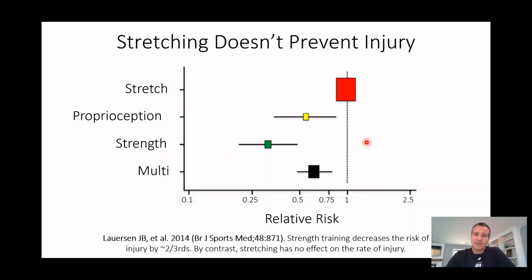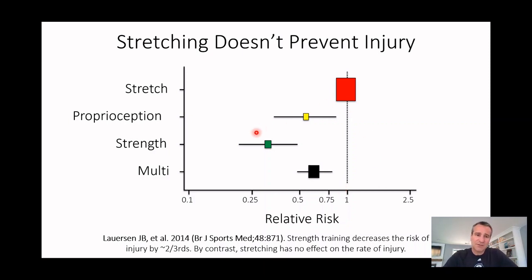And what you can see here in this graph is that this is your average risk without the intervention of 1. So if there's a significant effect, it should either move to the right or the left. If it moves to the right, you're increasing the risk of injury. And if it moves to the left, you're decreasing the risk of injury. So when you stretch and you just go down and you passively stretch and hold a stretch, there's actually no decrease in the rate of injury, because the line for stretching is right at this relative risk of 1. It's the same as if you didn't do the intervention at all.